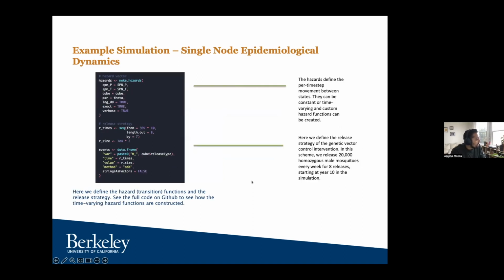And then the hazard rates are the transition rates between the different states. I wasn't able to put the whole code here because it's kind of long, but I would take a look at the full example.